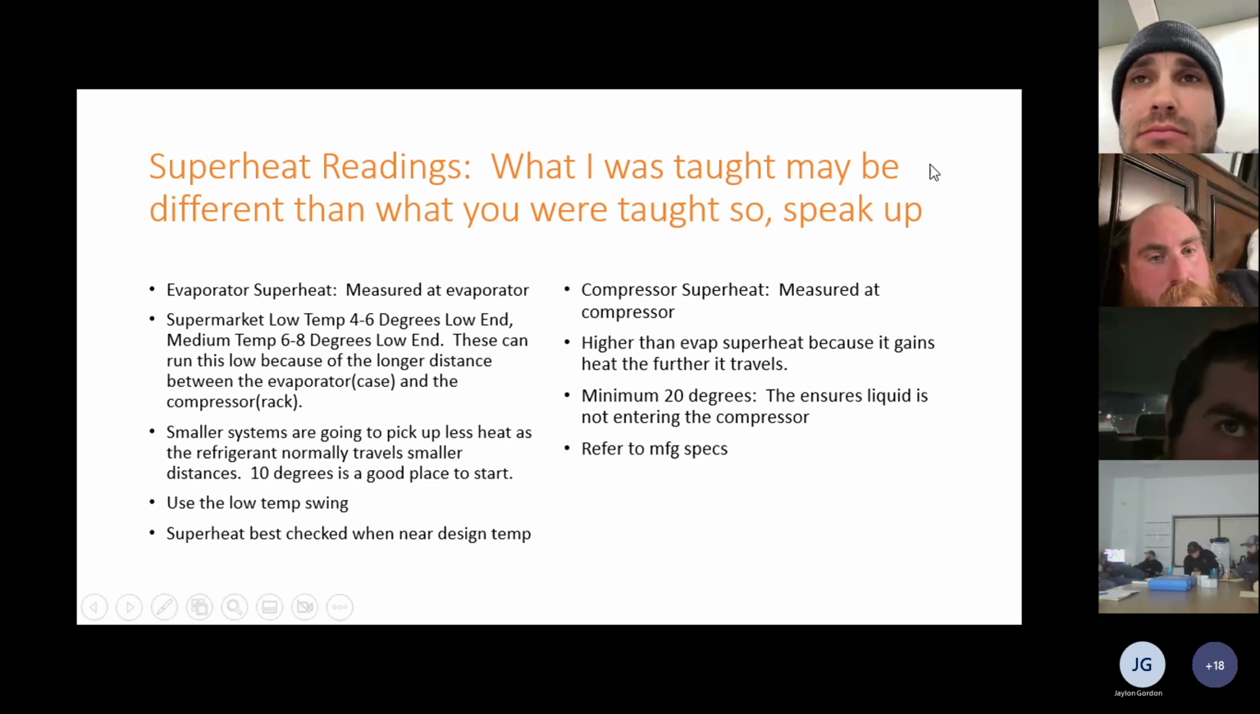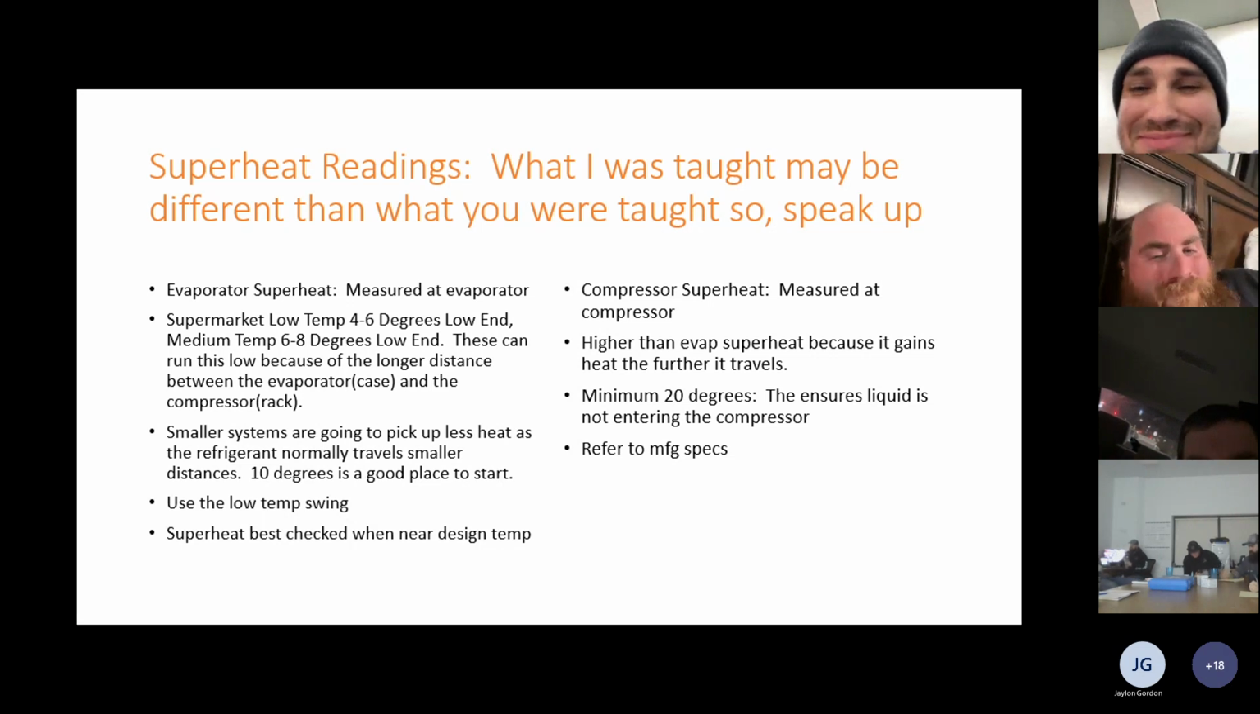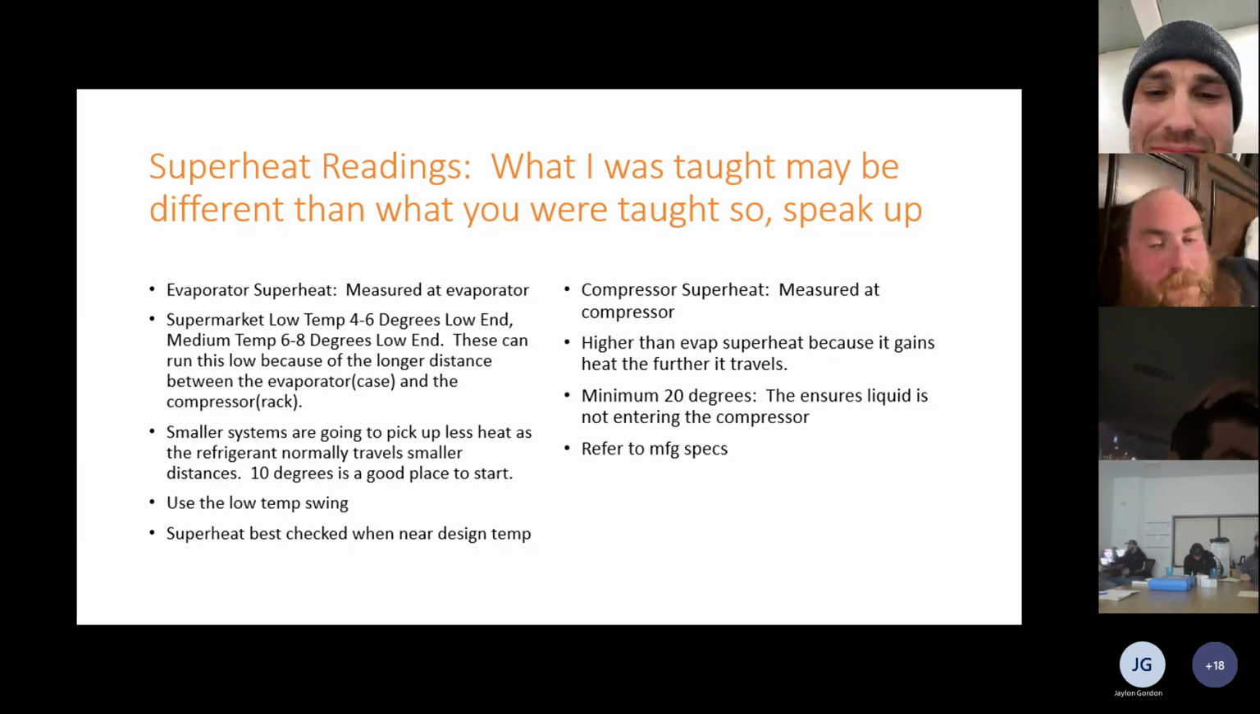I'm only going to say this because I know that Shane warned Dylan that I'm a little bit of a smartass sometimes. But the manager in me is going to ask the question: why are you checking your superheat before cleaning your condenser first?